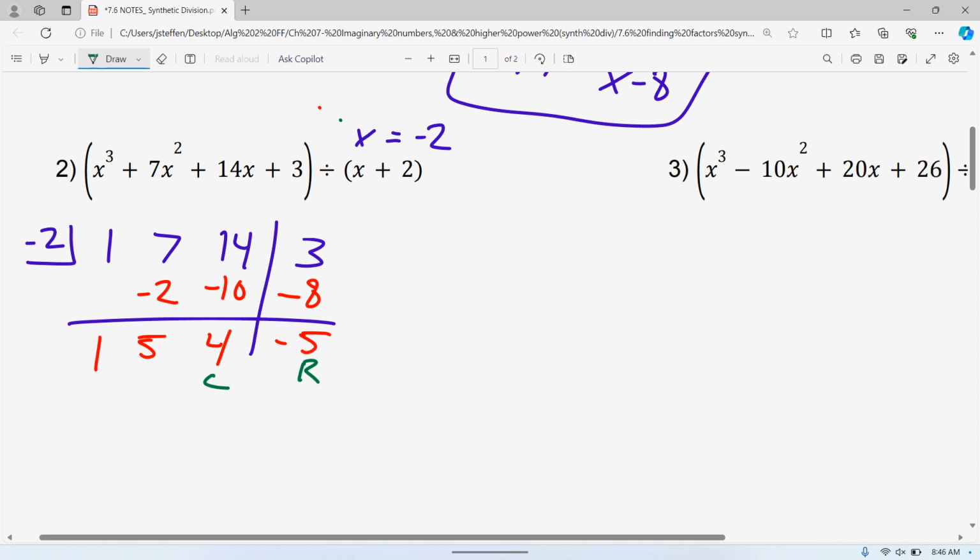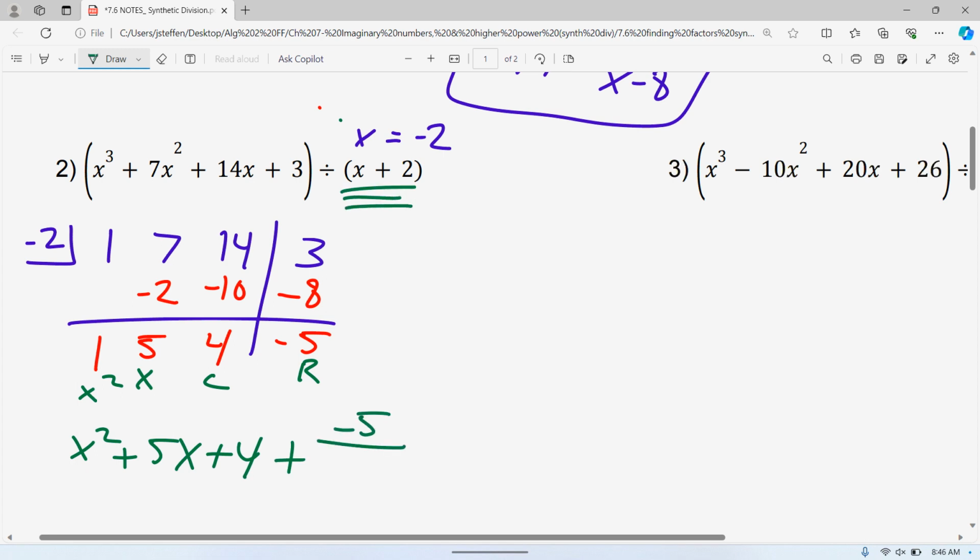We have a constant, and then remember we have x squared, x to the third, x to the fourth, x to the fifth, keep going until you run out of numbers. And we get 1x squared plus 5x plus 4, plus the remainder, which is -5 over the thing divided by, x plus 2.